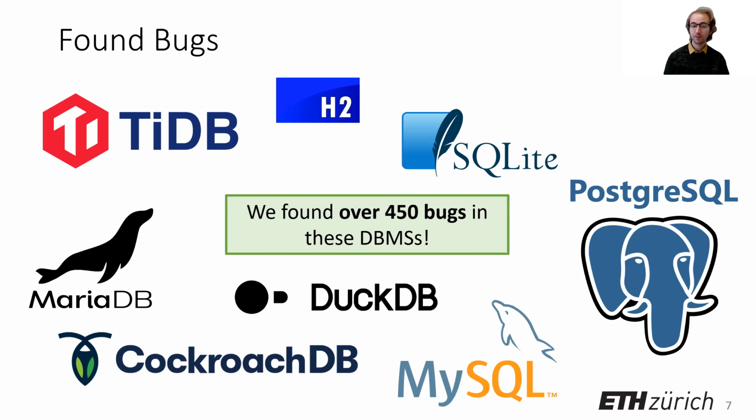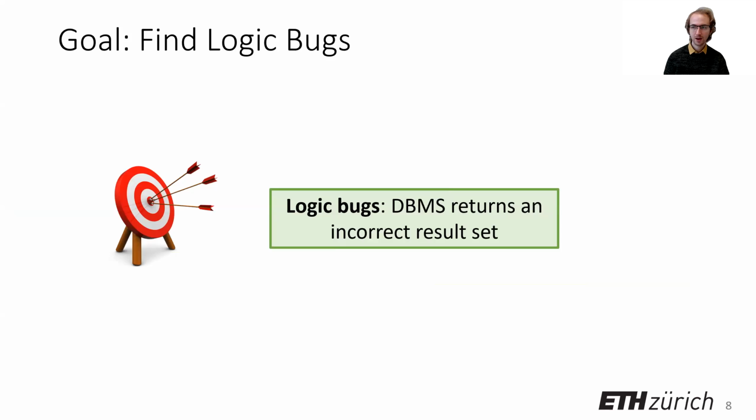Despite this, we have found over 450 bugs in these DBMSs, many of which we found in SQLite. In our work, we aimed to find logic bugs or correctness bugs, which are bugs for which the DBMS returns an incorrect result set. We believe that these kinds of bugs are important and difficult to find, given that, for example, for crash bugs, the user gets immediate feedback that something went wrong, but this is not the case for logic bugs, where silently an incorrect result is computed.